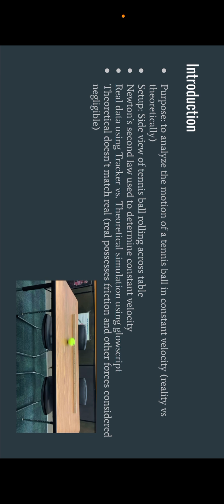The setup here was we took a recording of a tennis ball rolling across the table, so we have a side profile view of that. And we used Newton's second law to determine that it was in fact following a constant velocity. The real data was using Tracker software, and the theoretical simulation was using GlowScript. The theoretical and the actual didn't really match 100% simply because the real one possesses friction and other forces that we were considering negligible since we are considering it to have a constant velocity.